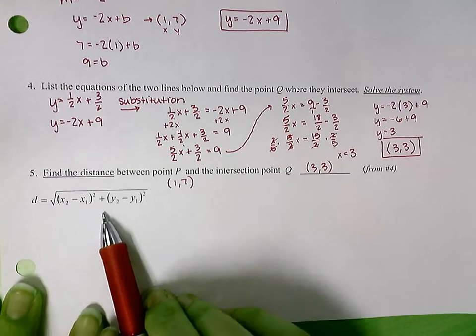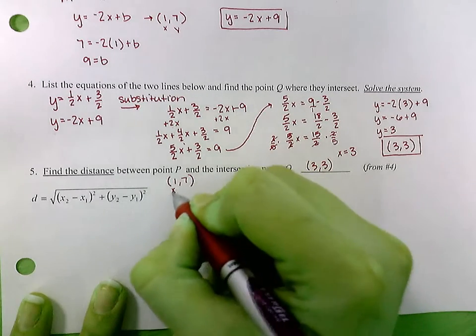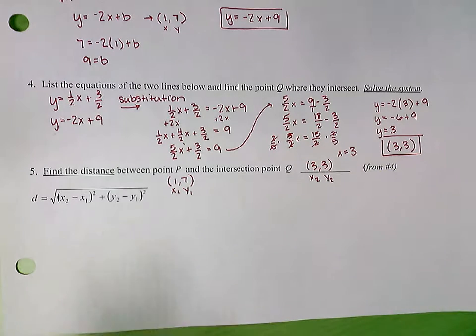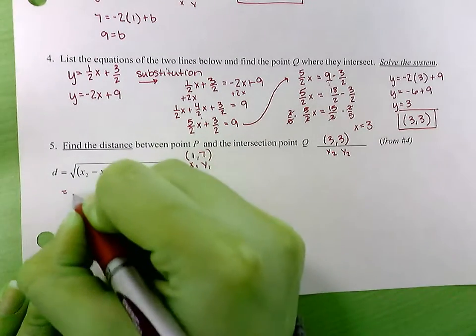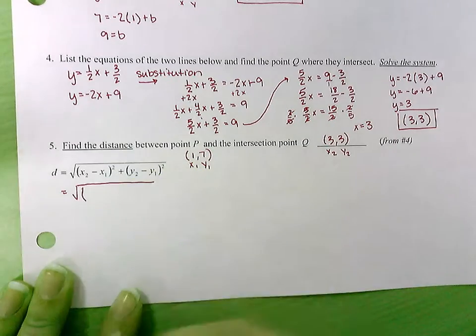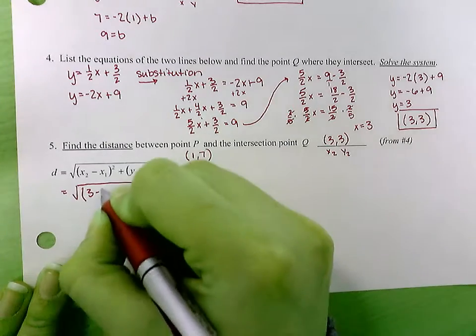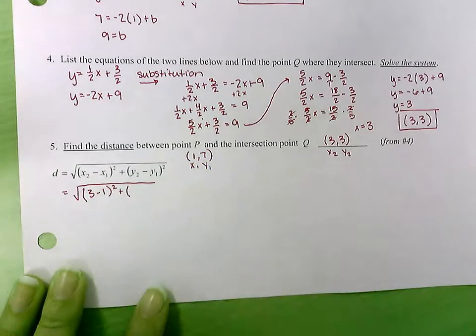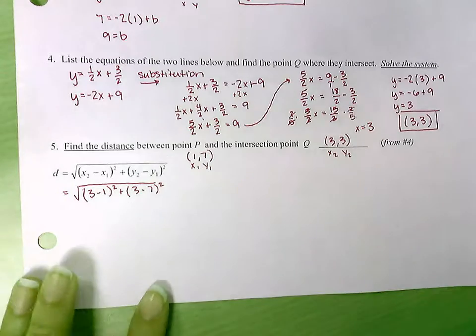And we're going to use this distance formula. So again, if we need to label our points, we're going to do that. So we have x sub 1 and y sub 1, x sub 2 and y sub 2. And then I can just plug those in to find that distance. Okay, so we have the square root. X sub 2 is 3, minus x sub 1 is 1. That's squared. Plus y sub 2 is 3, minus y sub 1 is 7. And that's squared.